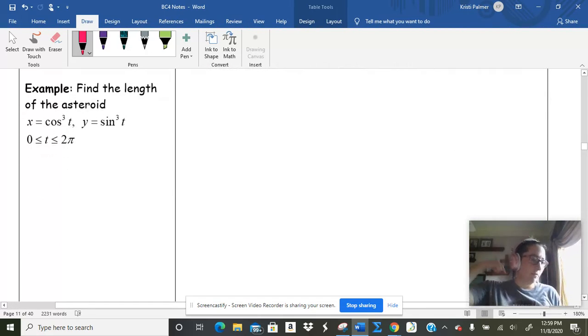Okay, so this wants me to find the length of this asteroid from 0 to 2 pi. And a lot of times when you're finding length, you really want to graph these because they can cancel out, they can do weird stuff, and we have to use symmetries. So let's go ahead and graph.